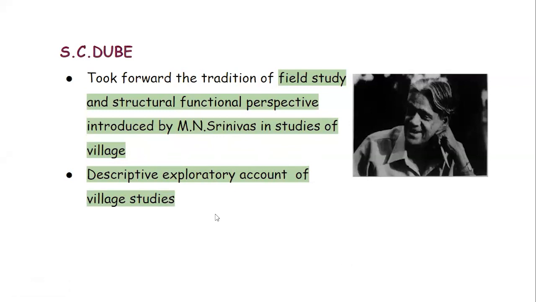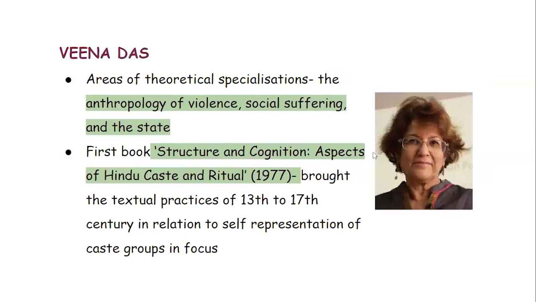So that's it about S.C. Dubey. We have already discussed him in the previous question, so I'm not going into details. And our last option was Veena Das. This might be new to some of you. Veena Das's areas of theoretical specialization include the anthropology of violence, social suffering, and the state.